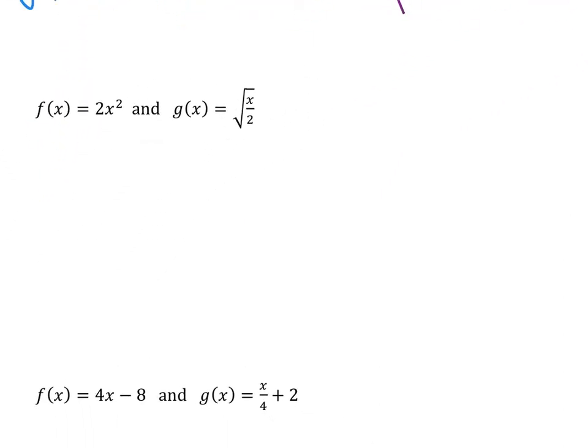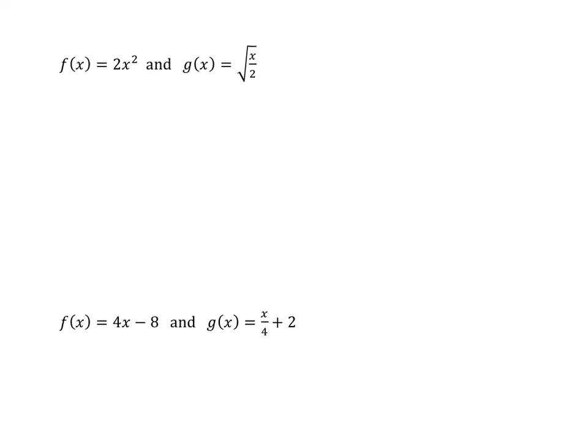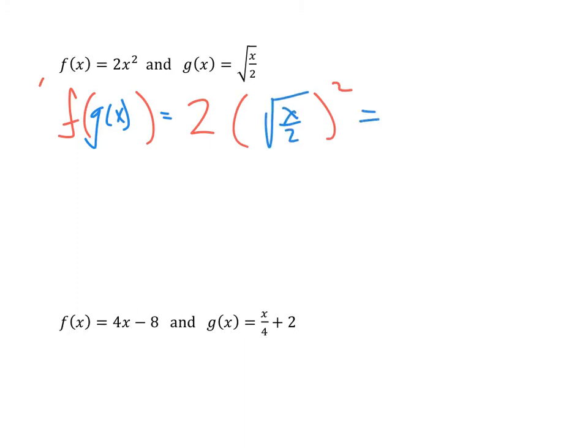All right, maybe try this one out. If you want to pause it and try it out, go for it. We're going to compose them with each other. We're going to take f and compose it with g first. So f is 2 times blank squared. That's the definition of f. And what are we going to put in there? We're going to put g inside of f. G is this thing right here. So we're going to put the square root of x over 2 in there. And when we square that square root, we're going to get 2 times x over 2. 2 times x over 2 is x.